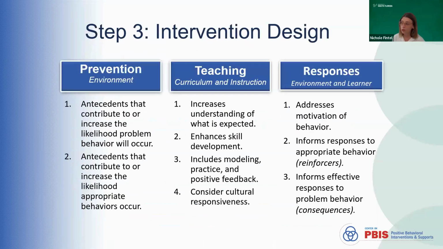And a comprehensive Tier 1 intervention plan addresses three elements. So prevention, adjusting the environment and routines, maybe teaching, explicitly modeling, practicing and providing feedback, and then responses, or consistent reinforcement for appropriate behavior and predictable responses to challenging behavior. When these all align, your Tier 1 supports are much more likely to work for the majority of your students.